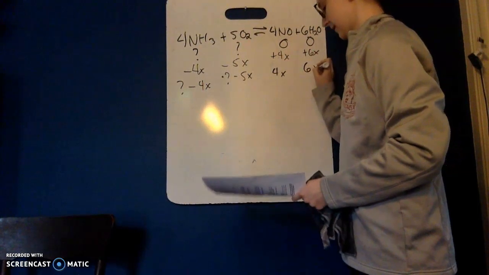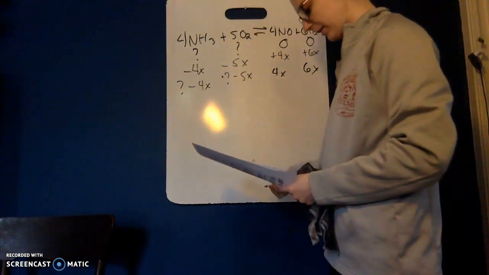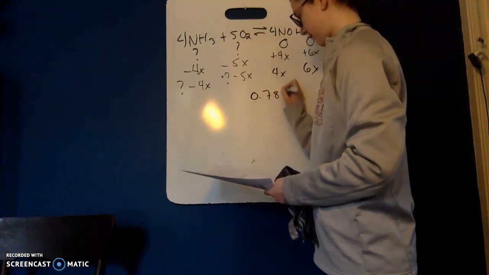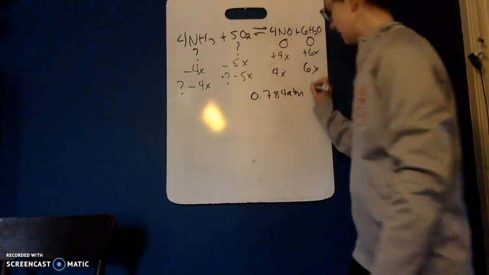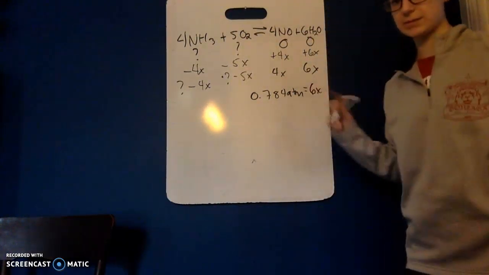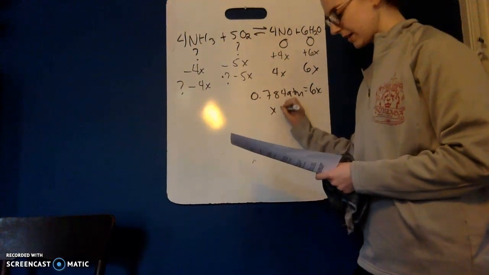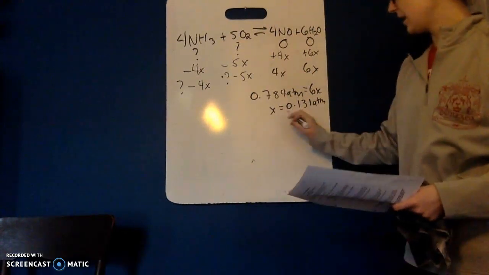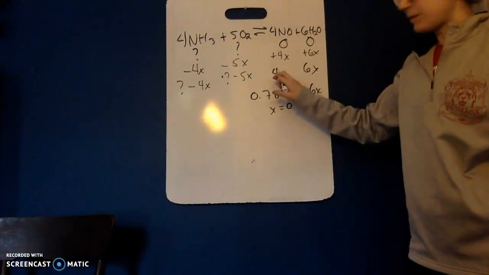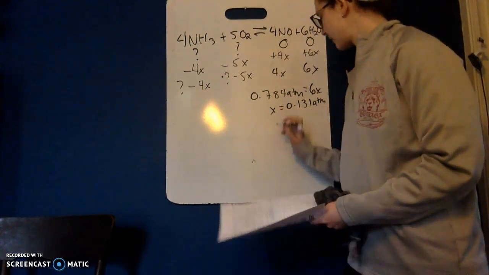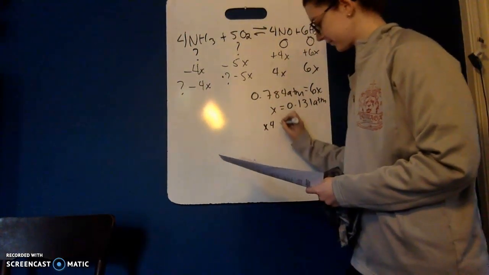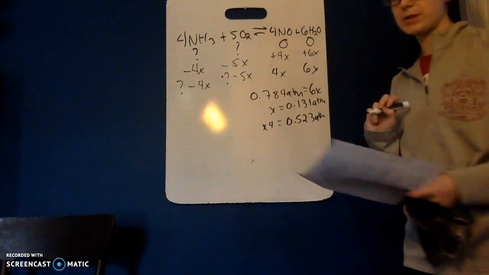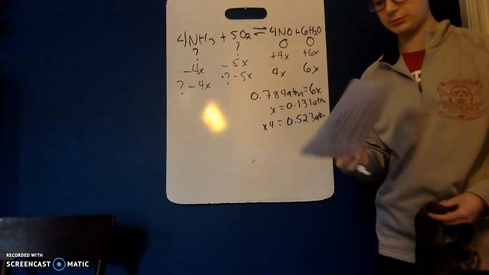Here I'm given that the partial pressure of water is equal to 0.784 atmospheres. That's equal to 6x algebraically, based on my ice table. If I solve for x, I find that it equals 0.131 atmospheres. For NO, the pressure is going to be 4 times x. So if I multiply this by 4, I get 0.523 atmospheres for the pressure of NO at equilibrium.